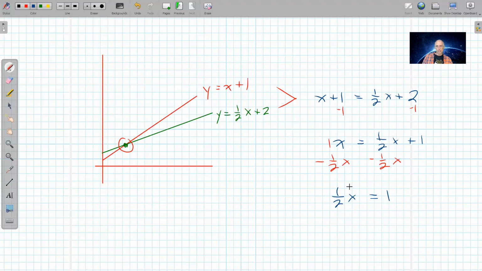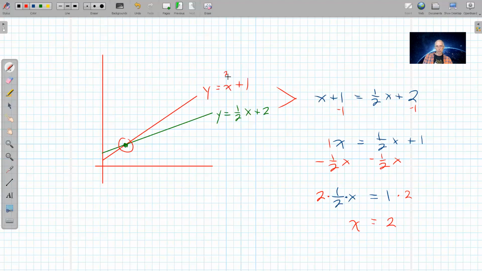And to get rid of a multiple of 1/2 here, I would times by 2, because 2 times 1/2 is 1, 1 times x is just x. I'm going to do the same on the other side. So it looks like they meet when x is 2. And I can always plug back in to check.